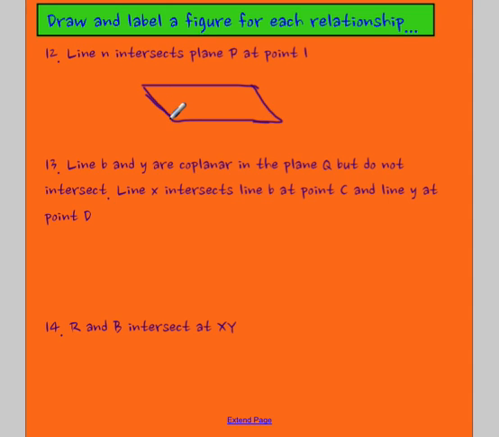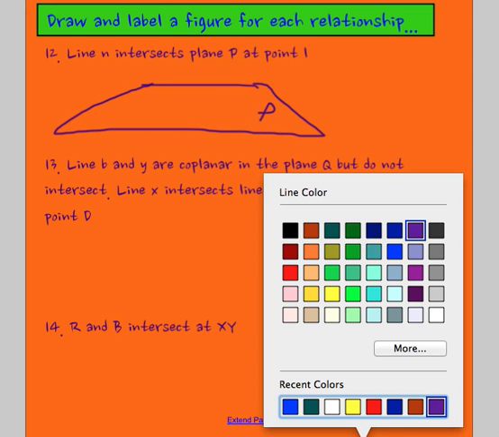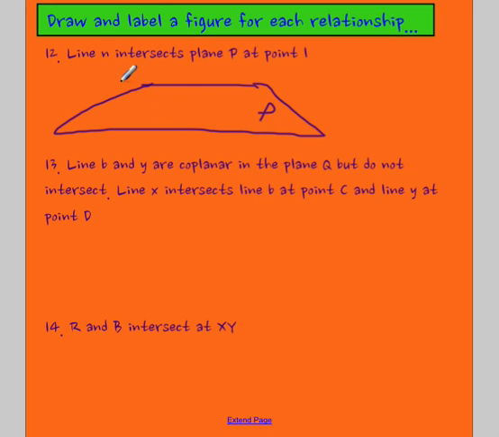And as I draw things, I like to label them. So I'm going to write my script P to label my plane. Actually, I should do that on the plane itself. Let's make that plane a little bit bigger. There's my plane, and I'm going to label that script P. Now, through that plane, I'm going to have a line, and it's going to go through my plane and it's going to be called line, lowercase script n, and it says it's intersecting it at point L. So notice how I'm labeling things as I go. So there's my point L. So that's it for number 12.